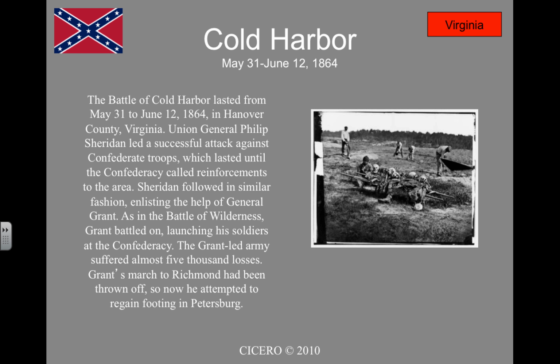All the reinforcements that the Confederacy had were being concentrated here, and it was a losing effort for the Confederacy. Like it says at the end here, the Grant-led army suffered 5,000 losses. It was heavy casualties, but Grant kept pursuing the Confederates into the South. He was chasing them, destroying their army, and this was very, very important.